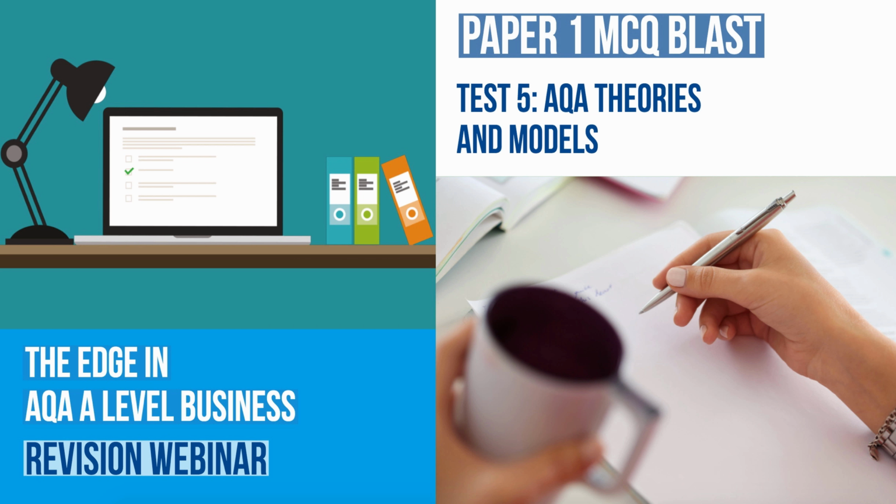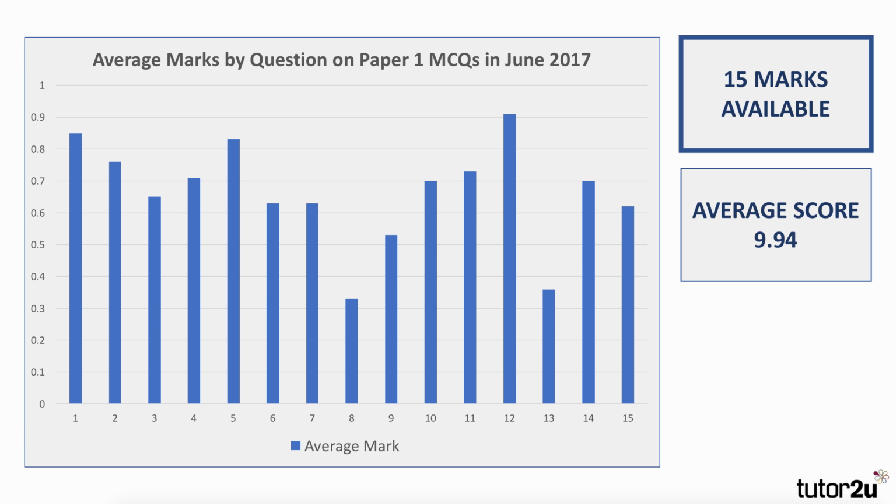This is just going to be a straight quiz of your understanding of those theories and models from the 2 years of study. A quick reminder, we're trying to beat the average score last year, which was just short of 10. So can you get 10 or more of these correct?